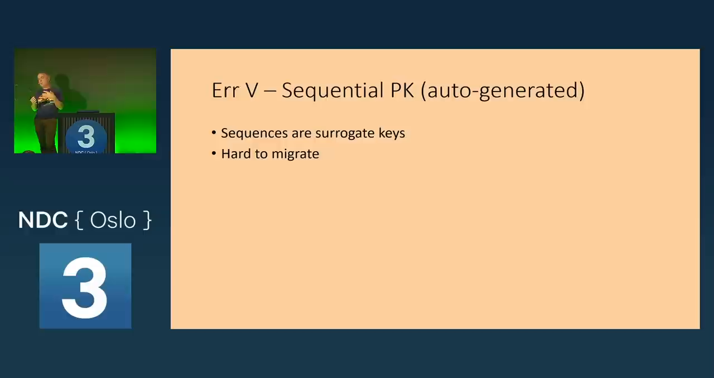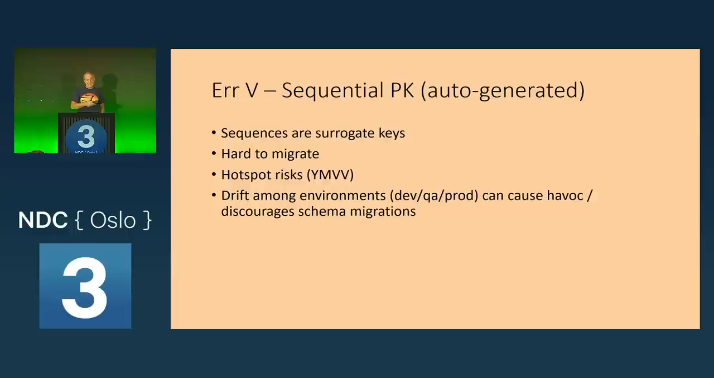And when you have more than one system, then these keys that are meaningless migrate into other systems, and they're not in sync anymore. Because this person's country ID says, oh, give me a list of this country ID in another system, and at the other system, that country ID is already changed. Because it's meaningless, it now collides with a different value, a different row altogether. So it's harder to keep in sync. Hotspot risks we spoke about, and the drift among environments can cause a lot of havoc on its own. Also discourages schema migration. So that will come up in a later slide, but I'll talk a little bit about schema migrations.